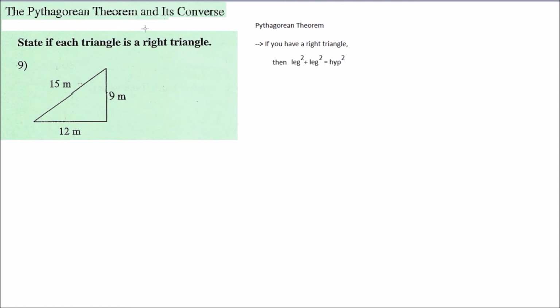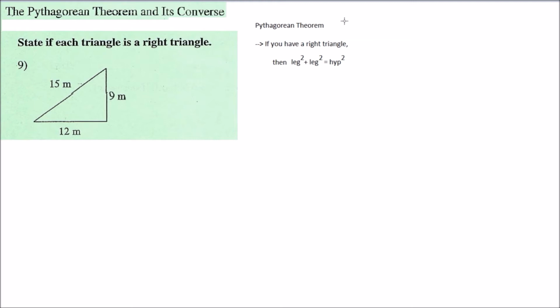So this is where we come to what's called the converse of the Pythagorean theorem. I don't know if you noticed that at the top of the worksheet it says the Pythagorean theorem and its converse. I'll explain what a converse is here. Just to remind you, the Pythagorean theorem says if we start with a right triangle, then one leg squared plus the other leg squared equals the hypotenuse squared.